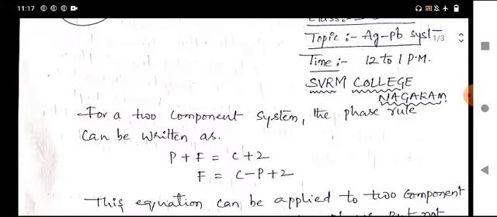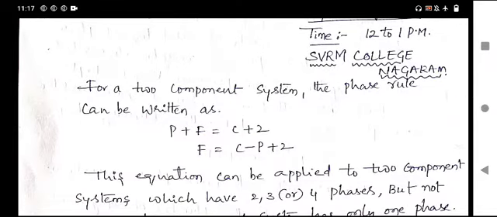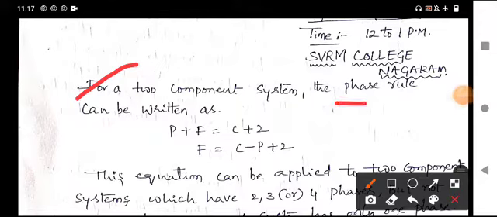So before going to the silver lead system, I want to explain the phase rule and reduced phase rule. Actually, for a two component system, the phase rule can be written as P plus F is equal to C plus 2. That means F is equal to C minus P plus 2, where F is the number of degrees of freedom, C is the number of components, and P is the number of phases.